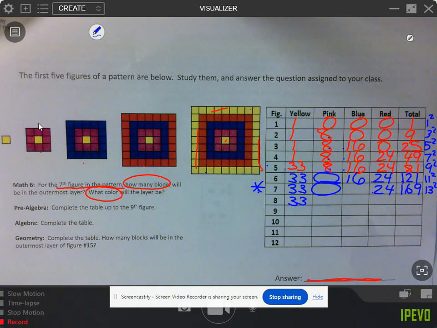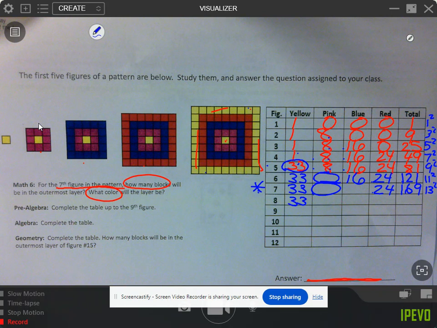Well, how do you know? How did we know the yellow wasn't going to be on the outside? Lilia? We know yellow is on the outside for the 5th because that's when our number jumped up. So is our number jumping up on the 7th figure? No, because we have 1, 2, 3, 4. So that 7th figure is still going to have other colors put on the outside of it.